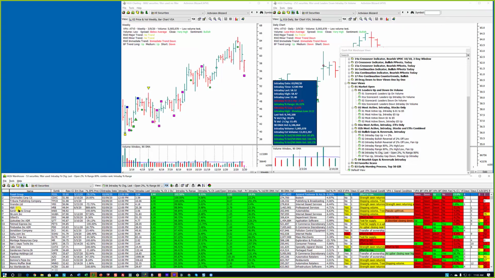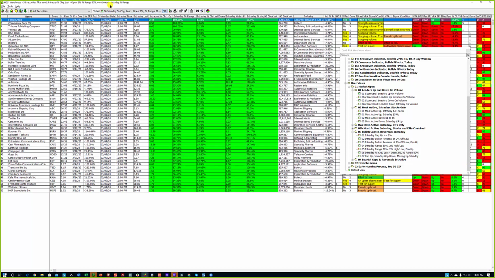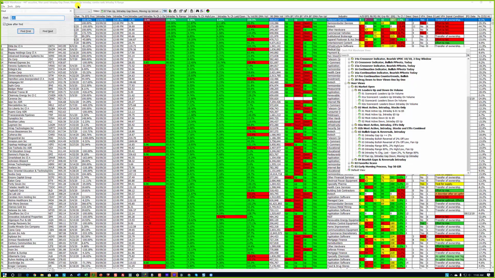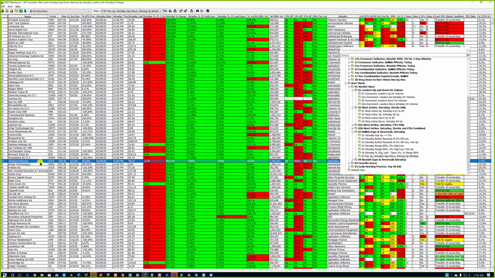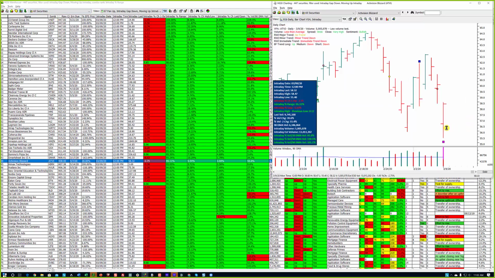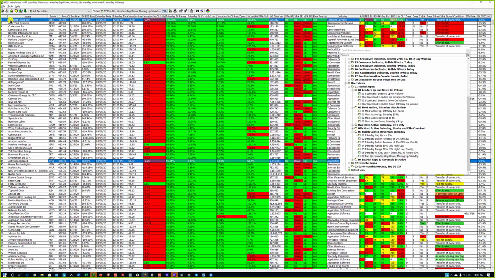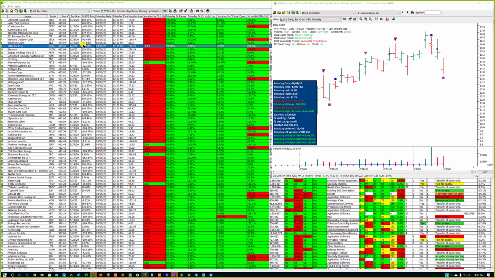ATVI. Isn't this where it showed up? Or was it the other one? Might have been the other one. Not this one. Must be the next one. We were looking at it. There it is. This is fan up, intraday gap down, moving up intraday. And there it is. Gap down, moving up intraday. I'm really pleased with these filters, to tell you the truth.